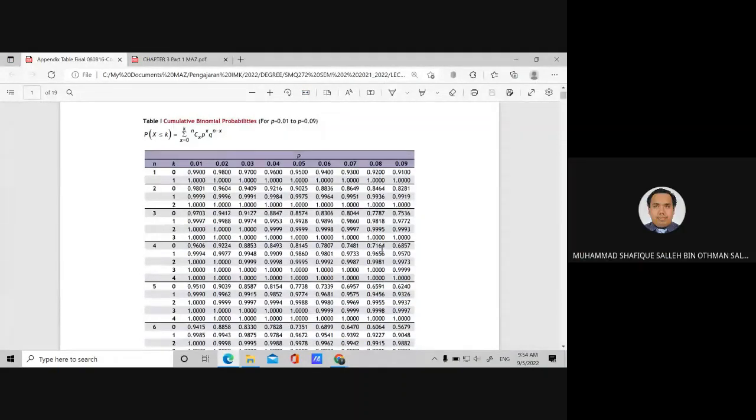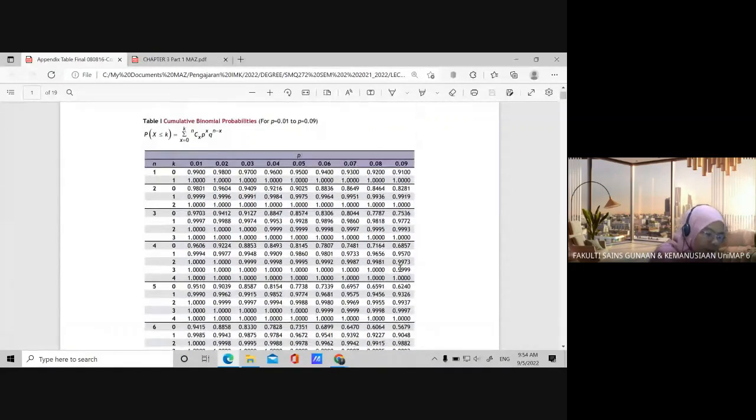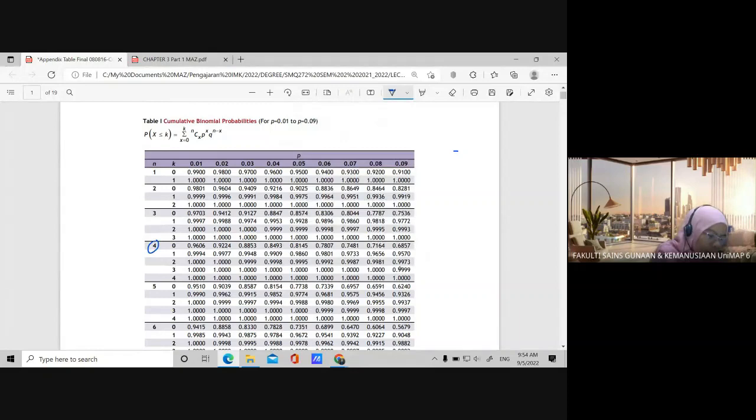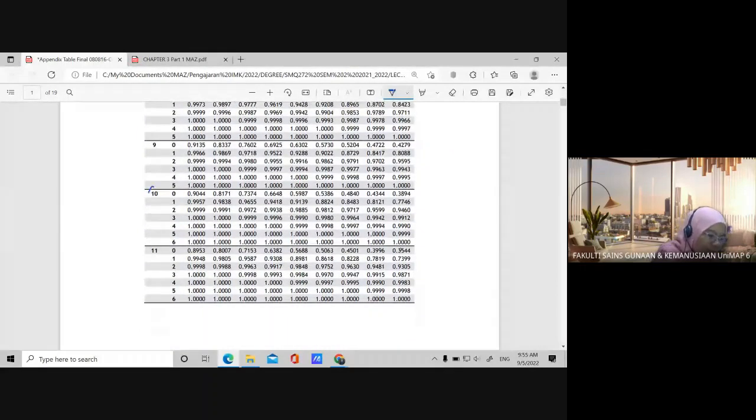Class? Yes. Okay, now class, as I said just now, when you got 4 trials, you will stop at 4 successes. But somehow, there will be times where, for example in this case, you got 10 trials but you stop at 6 successes only. Can you understand what I'm saying here, class? You got 10 trials, should be 10 successes, right? But now you only get 6 successes at maximum, right? Can you see here, class?